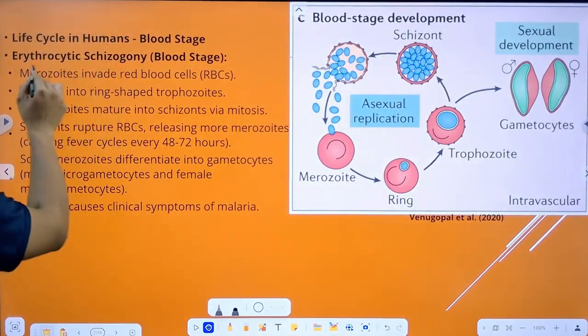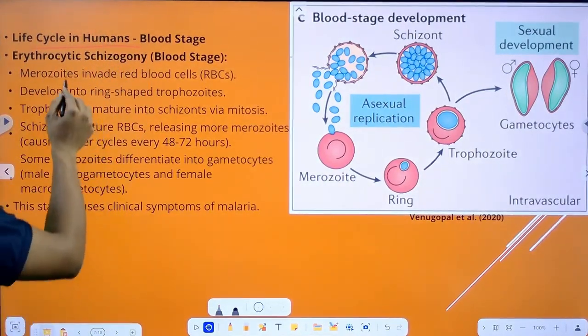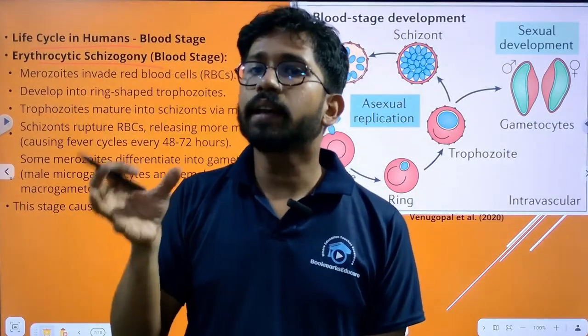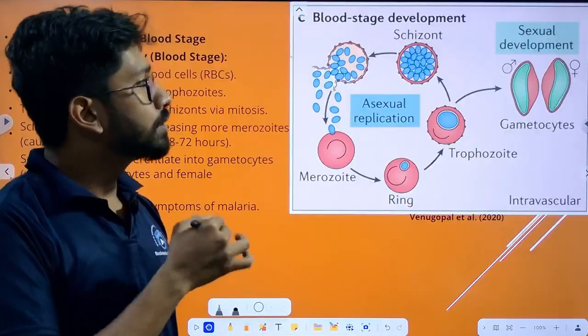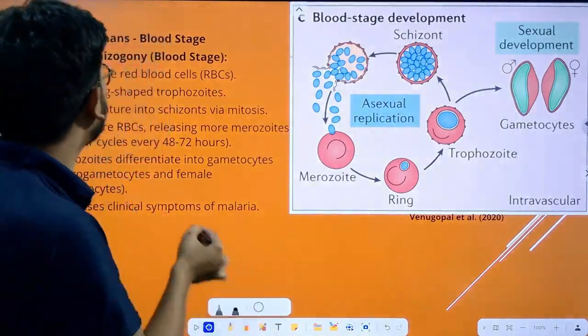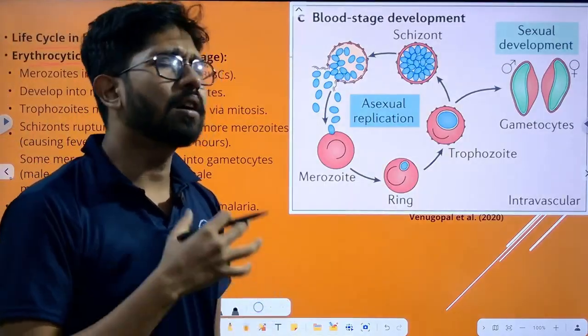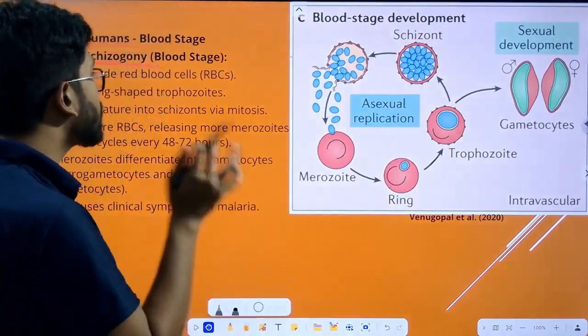Then see, this is the life cycle in human blood. Erythrocytic schizogony. Erythrocyte, why? Because erythrocyte means RBC, and after the merozoite enters the RBC, some development takes place. That is why we call it erythrocytic schizogony. Schizogony, because the merozoite further develops into schizonts. We will see that.